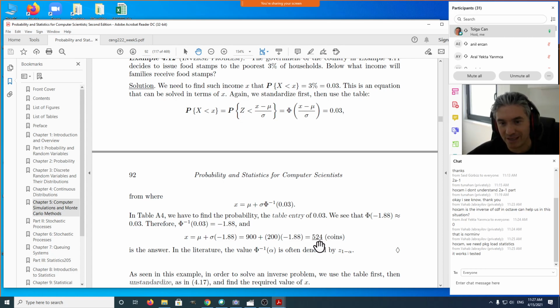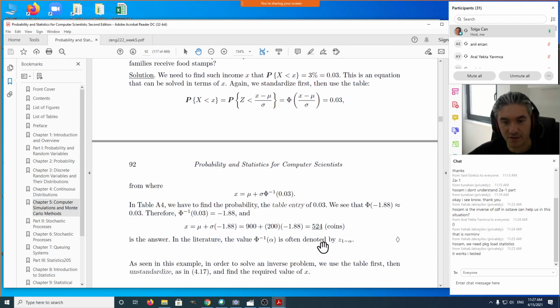I mean, if you earn 600 coins, you're considered middle income. And 86% of the population were middle income. But if you earn less than 524 coins, you're considered poor; only 3% of the population earn 524 or fewer coins in a year. All right, so this is how we solve those inverse problems.